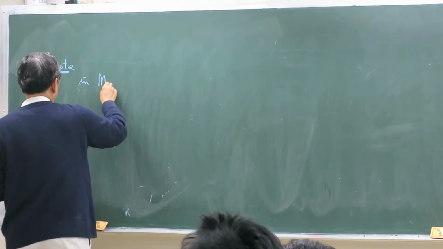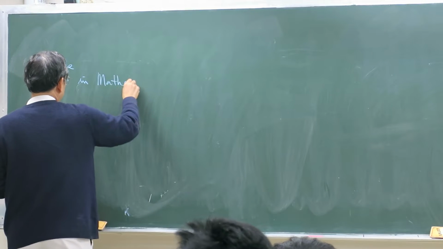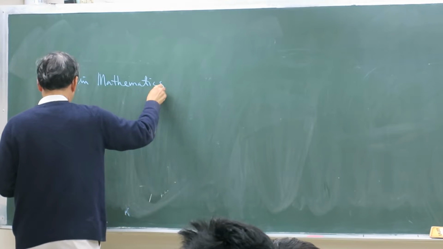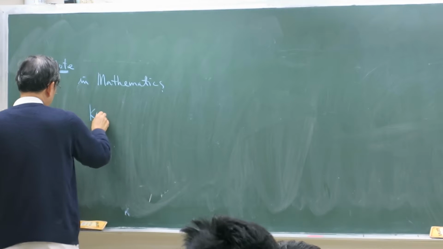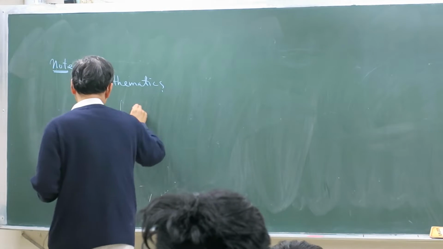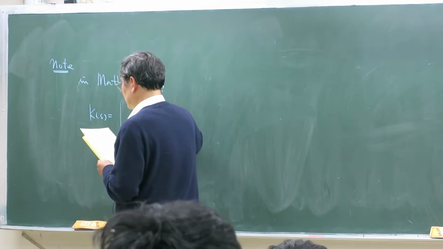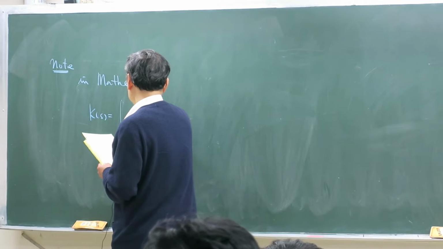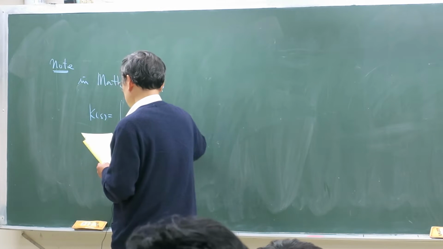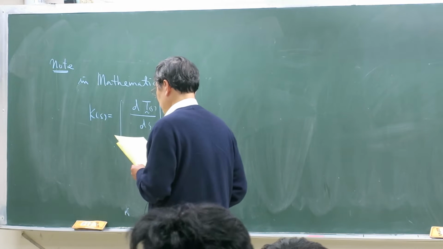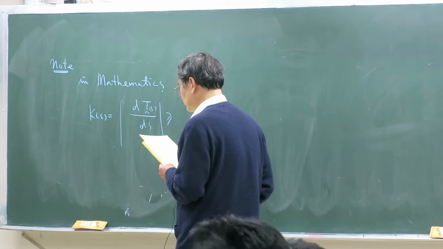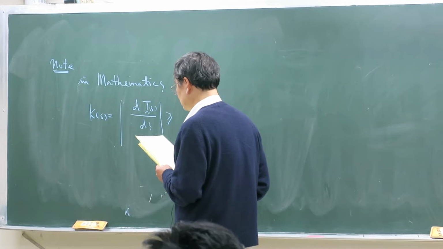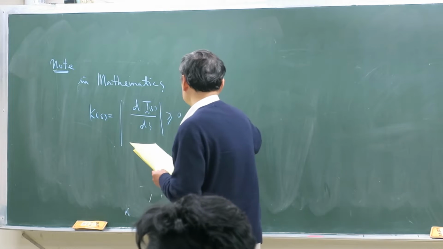In mathematics, the curvature is the arc length definition of the change of the tangent vector with respect to s. And it's like this.